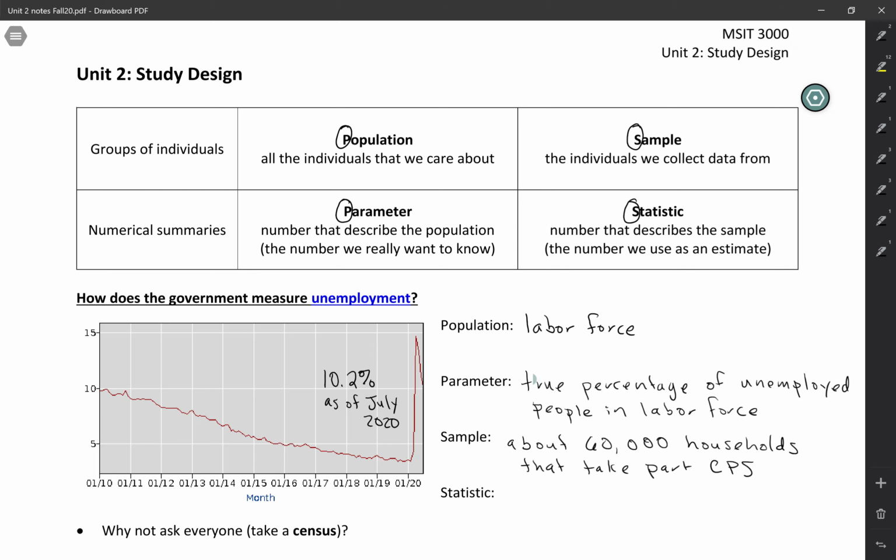And then the statistic, that's the number that we actually calculate from the sample. So that would be that 10.2%. So notice that the statistic is a number that we're using to estimate the parameter, right? 10.2% is an estimate of the true percentage of unemployed people. In this case, it's a really good estimate because it's based on such a large representative sample.